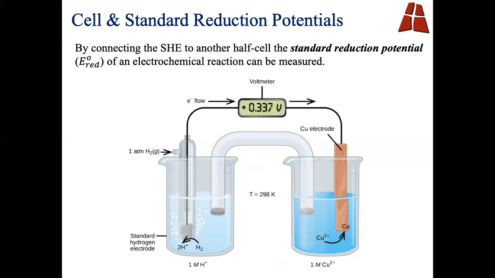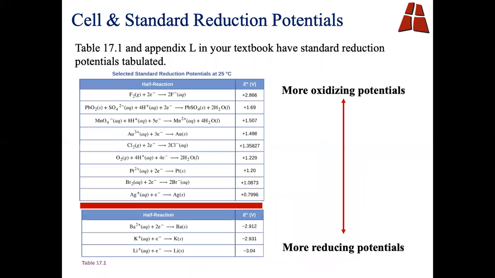Okay. And fortunately, most of these values have been tabulated, which is a fancy way to say that they are all in a table. Table 17.1 in your textbook, as well as Appendix L, have a list of the standard reduction potentials. These are just some of the more oxidizing potentials. We go all the way up to fluorine gas, which is extremely oxidizing, and then all the way down to lithium metal, which is extremely reducing.